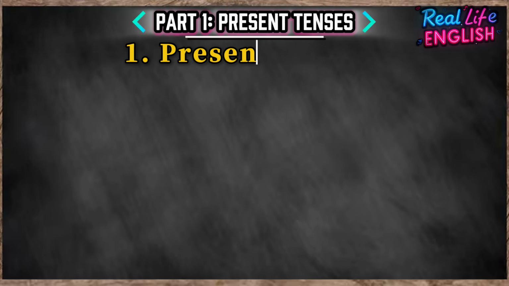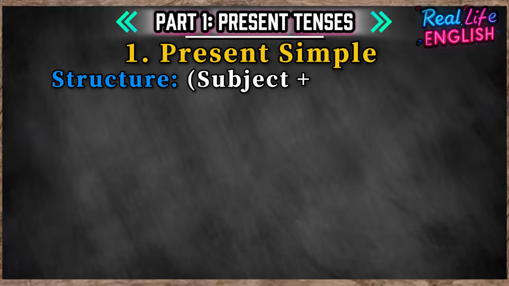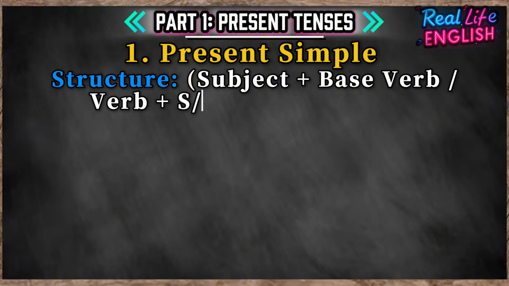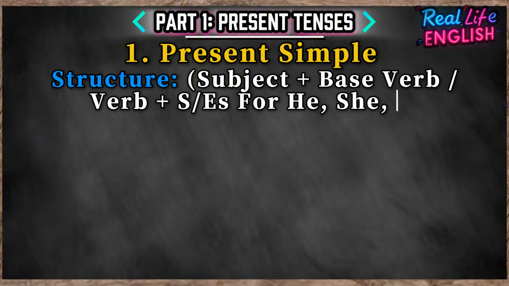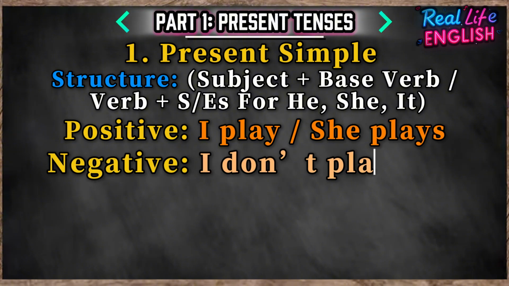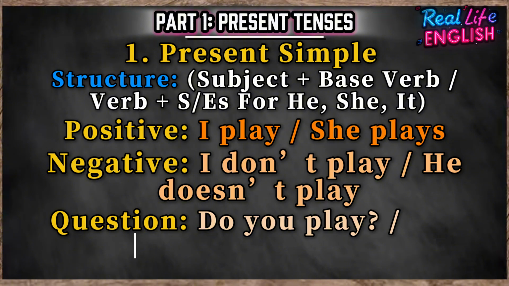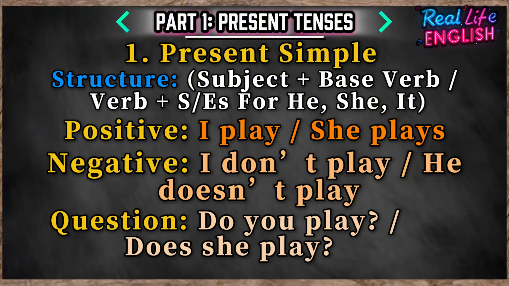1. Present simple. Structure. Subject plus base verb or verb plus s or es for he, she, it. Positive. I play. She plays. Negative. I don't play. He doesn't play. Question. Do you play? Does she play?